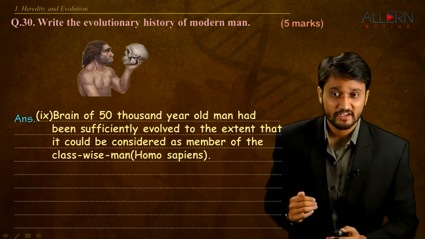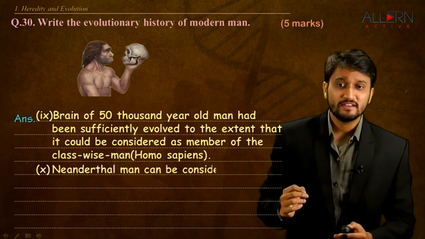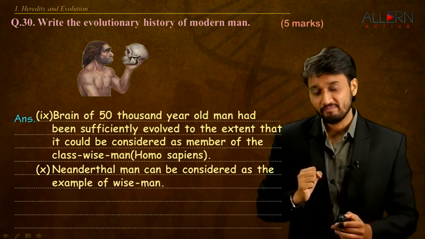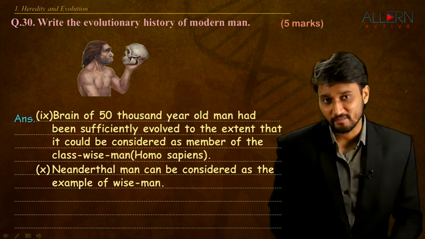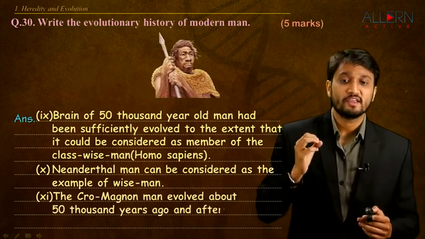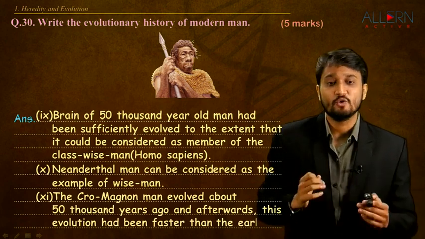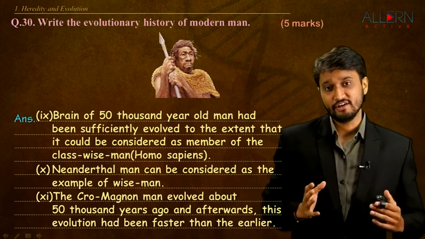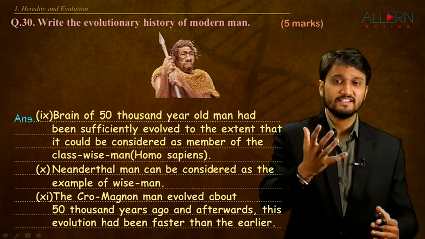That is what we mentioned in the next point, right? So Neanderthal man can be considered as the example of a wise man, after which came the Cro-Magnon man, right? So that is what we explained in the last point. The Cro-Magnon man evolved about 50,000 years ago, and afterwards this evolution has been faster than the earlier. So this is how evolution of humans has taken place.